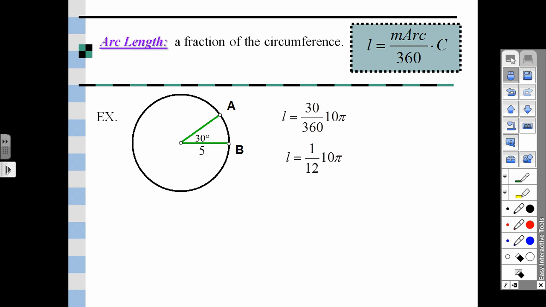So that means 30 divided by 360 is going to be written as 1/12, and then the 10 and the 12 can simplify to 5/6. So the arc length is 5/6 of pi, or 5 pi over 6. A lot different than the 30 degrees when we were talking about the measure of the arc.